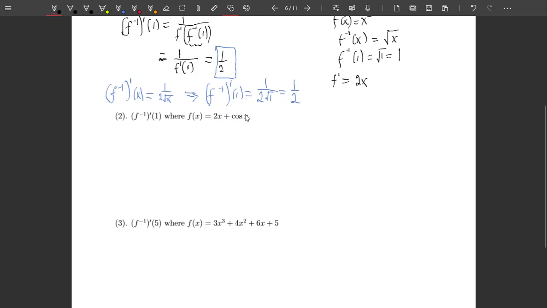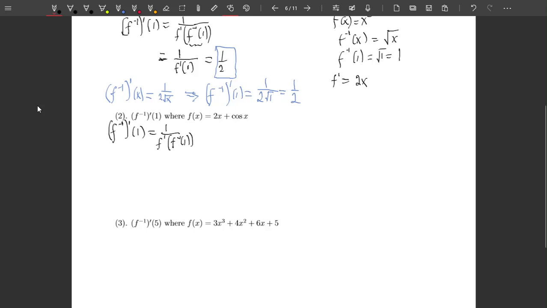You agree with me that it will be difficult for you to find the inverse of this function explicitly. But how can you find the derivative at the point that is indicated? Now, this is the way we do this. First of all, we want to write out the formula, and the formula says that f inverse prime of 1 is equal to 1 over f prime of f inverse of 1.